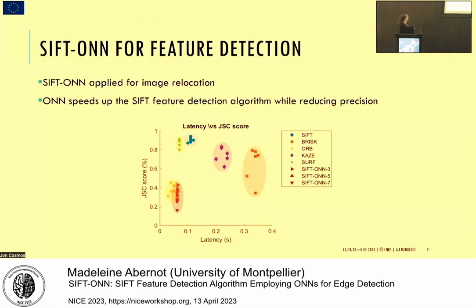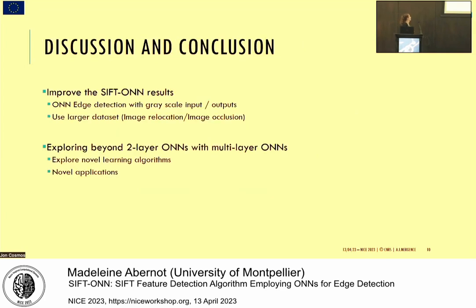It's applied for image relocalization, and we showed that we were able to speed up the SIFT algorithm using ONN as an accelerator instead of the difference of Gaussian, with the image edge detection, but we also decreased the precision a lot. So this is currently the state of our results with the SIFT ONN. Next, of course, we would like to improve the results, so maybe we could have the same latency, but with higher accuracy.